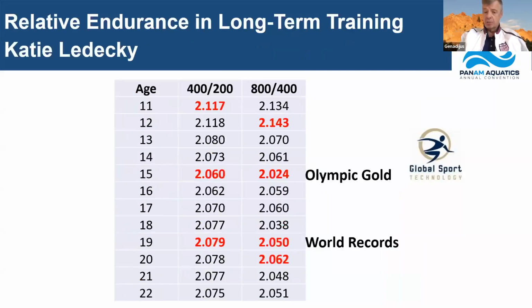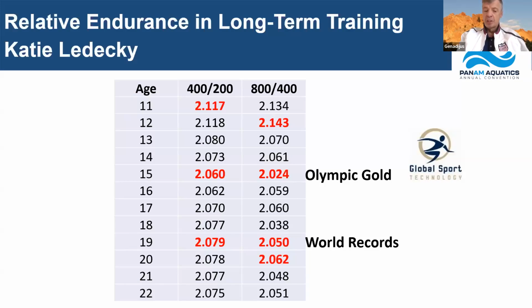Katie Ledecky ratios between times. As you see, she won gold medals and broke world records with low ratios between times. At a younger age, she had a little bit too high ratios, especially 800 to 400 ratios, because she probably didn't focus too much on the 800 race at that time. But at age 15, she had very low ratios, 2.06 for the 400 and 200 ratio, and 2.02 for the 800 to 400 ratio.